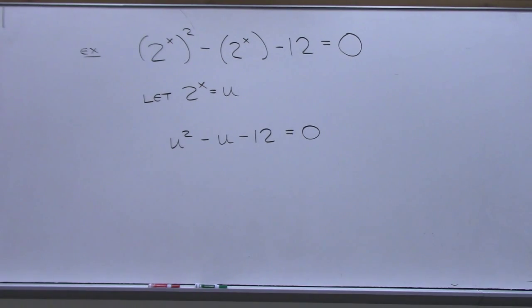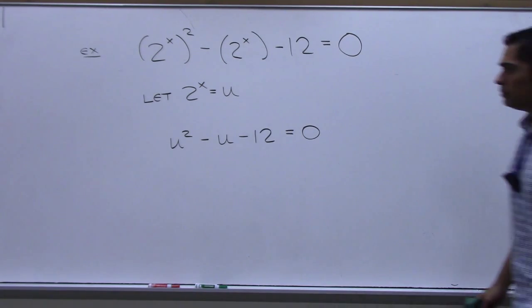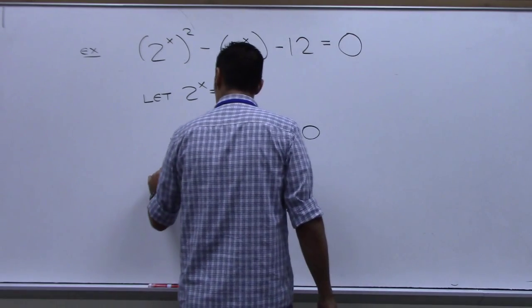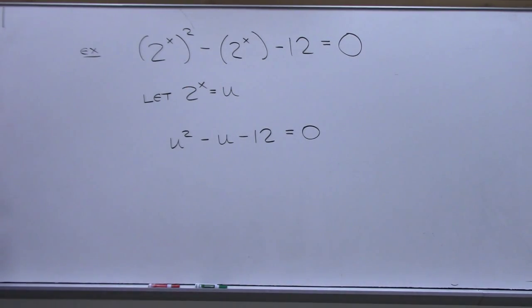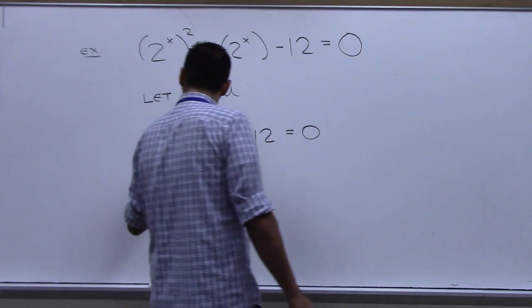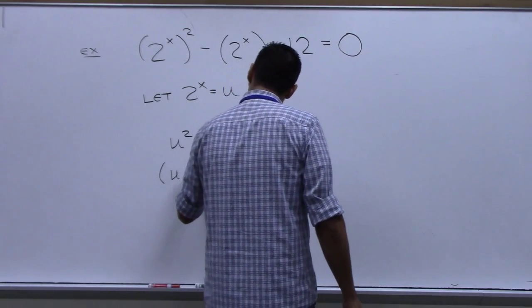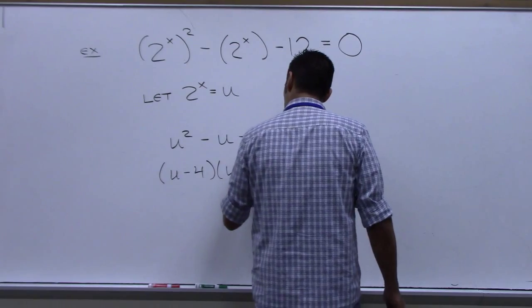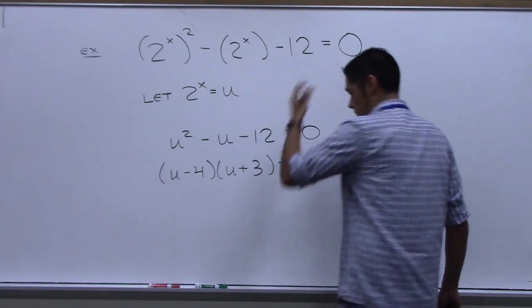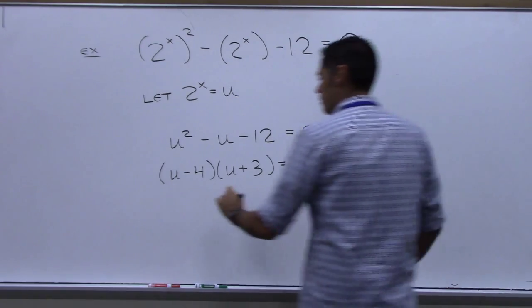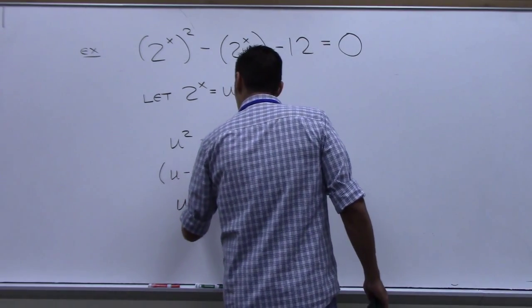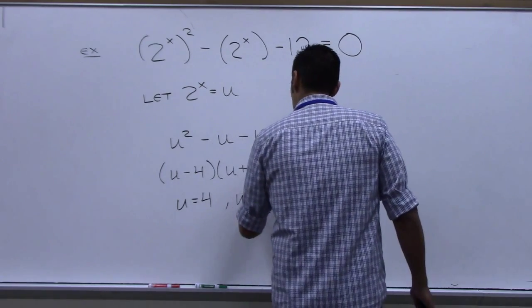That's a quadratic, right? Yes. Does it factor? Yes. Minus 4, plus 3. Is it? Yes. Minus 4 plus 3. u minus 4, u plus 3 equals 0. So solve each one, and you get u is 4, and u is negative 3, right?